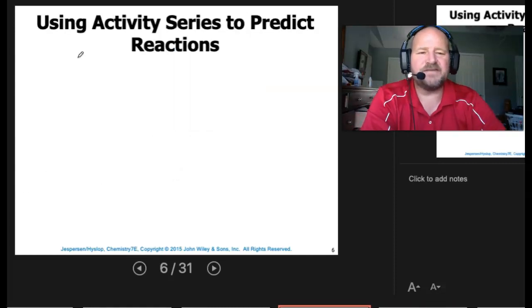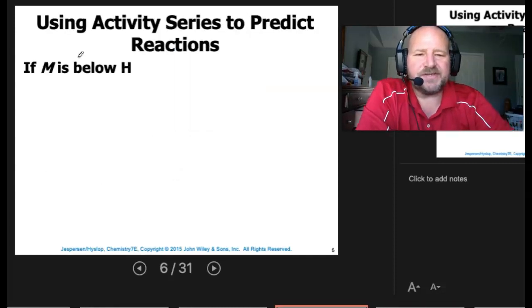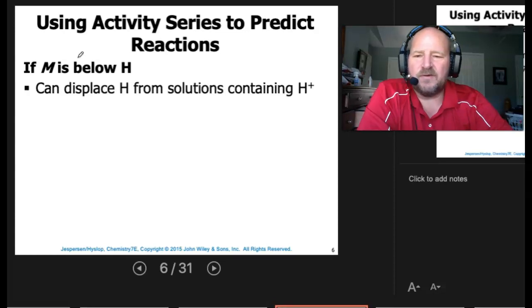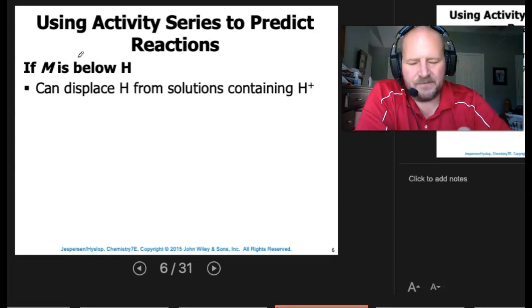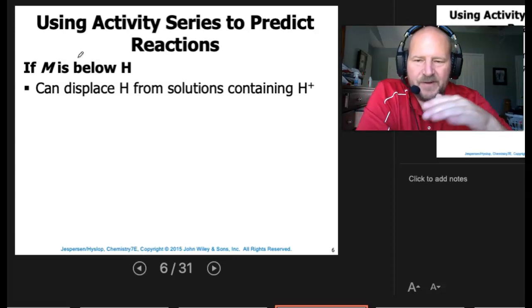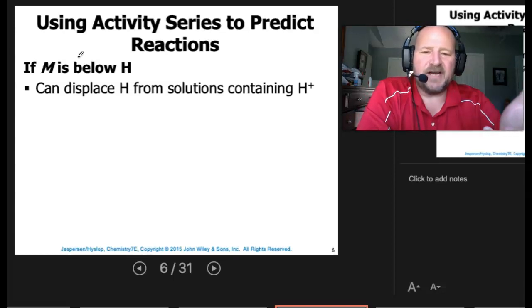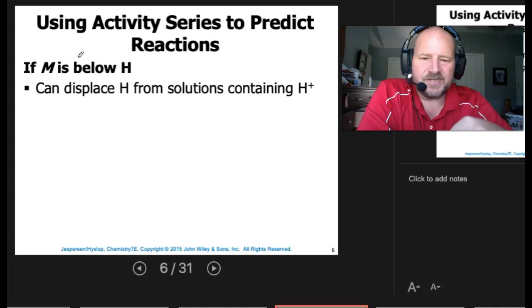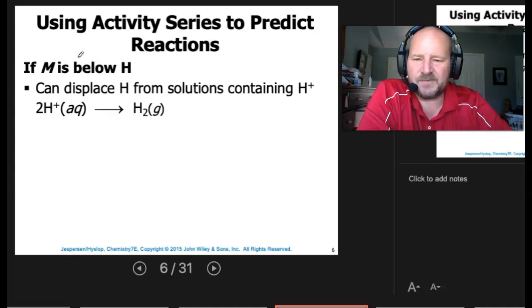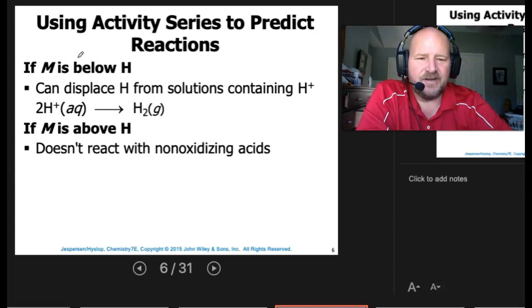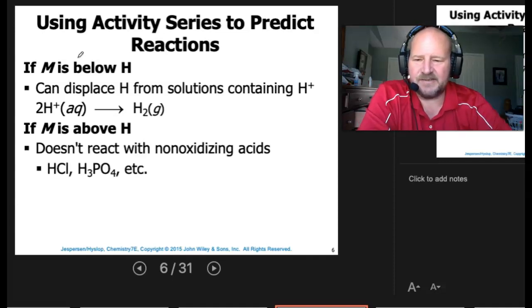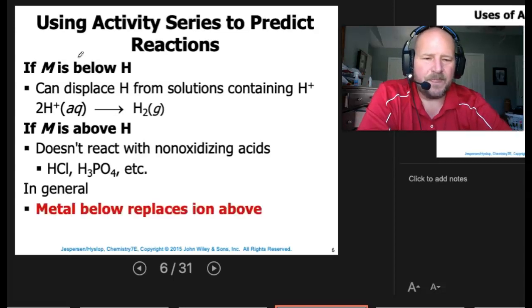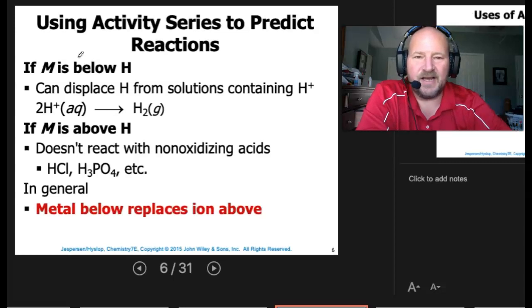All right, so we can use the activity series then to predict reactions. So if you have hydrogen sort of in the middle of the table, if the metal is below it, then it can displace the hydrogen and forms the solutions containing H+, right? So 2H+ would then go to H2 gas. If the metal is above the hydrogen, then it won't react. Okay, so it won't react with any of our non-oxidizing acids, so the HCl, H3PO4, etc. Now, in general, the metal below replaces the ion above.